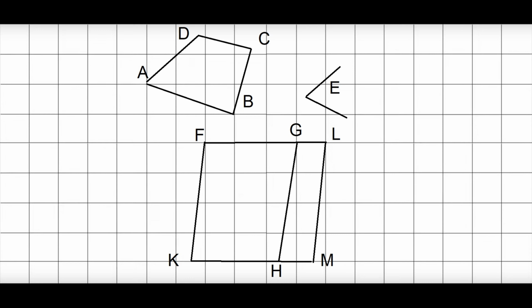Now let HGL have been added to both. Thus the sum of MHG and HGL is equal to the sum of HGF and HGL. But the sum of MHG and HGL is equal to two right angles from proposition 1.29. Thus, the sum of HGF and HGL is also equal to two right angles. Thus, FG is straight on to GL from proposition 1.14.